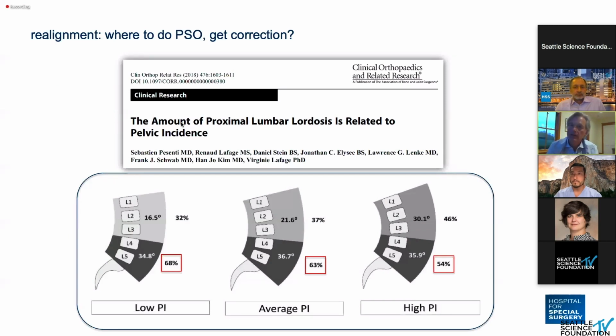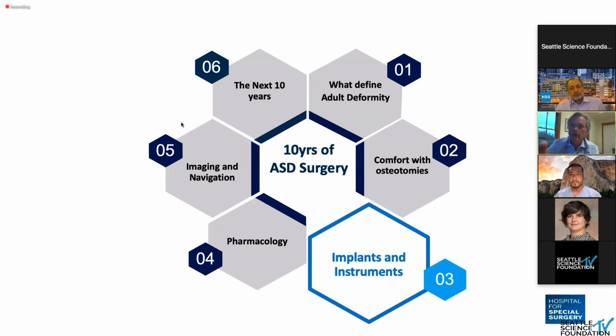And that I take into consideration when I plan my osteotomies, figuring out what level I'm going to get my correction. And so I take into consideration the pelvic incidence to determine where I will place a PSO. It used to be everything was L3, and now many patients are L4, L5, and some of them in sacral osteotomies, again, taking this principle into account.